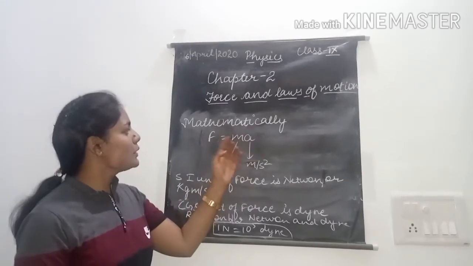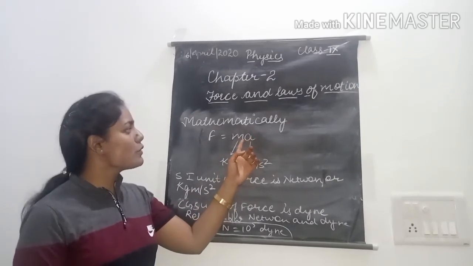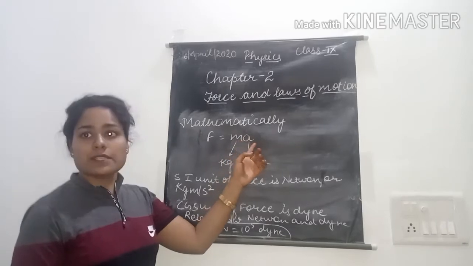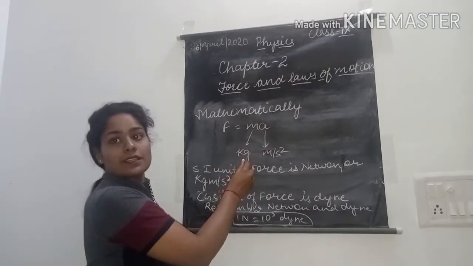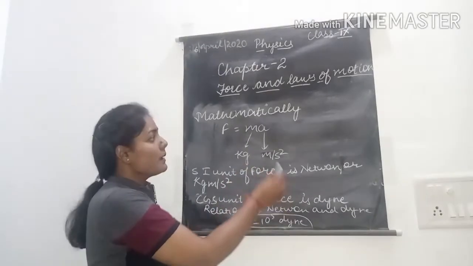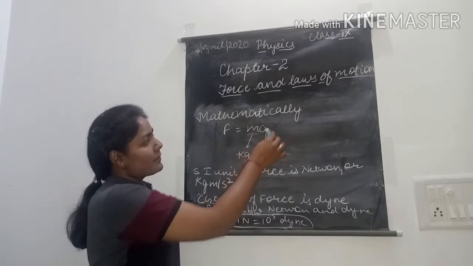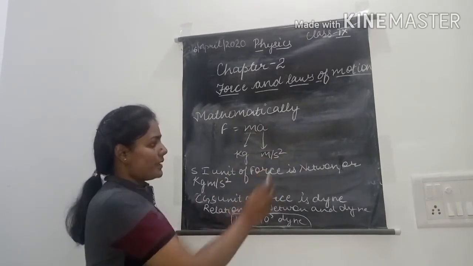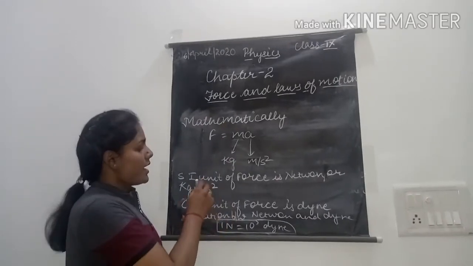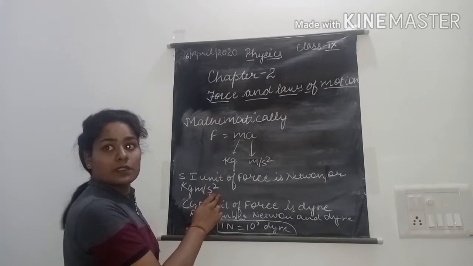Mathematically, force is equal to mass into acceleration. In simple words, force is the product of mass and acceleration. The SI unit of force is Newton. You know the SI unit of mass is kg, and the SI unit of acceleration is meter per second square. So the SI unit of force is Newton or kg meter per second square.